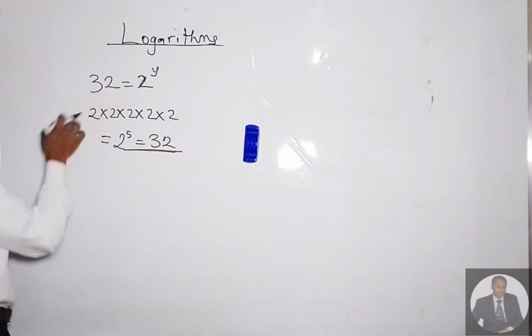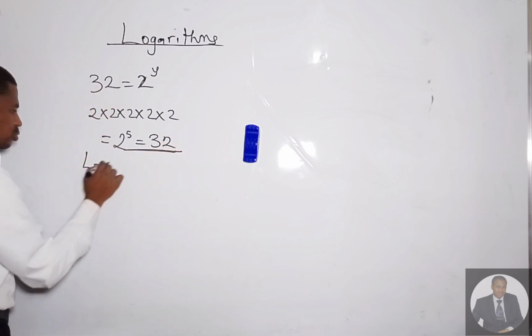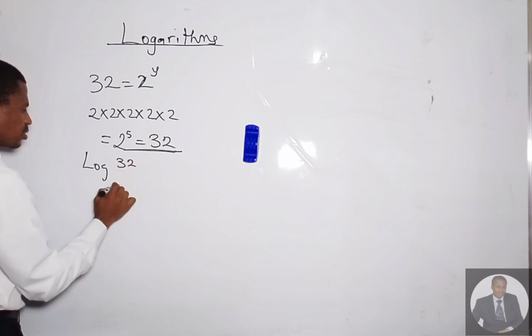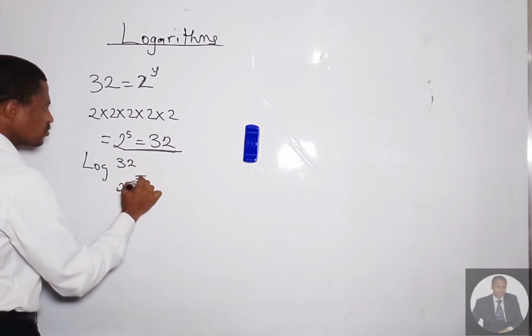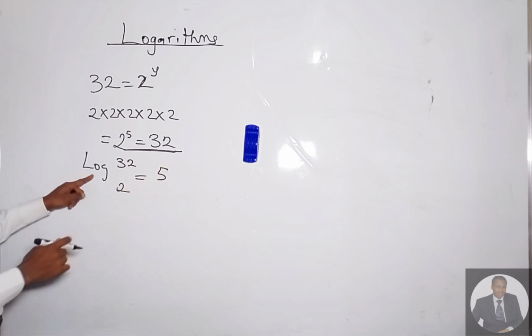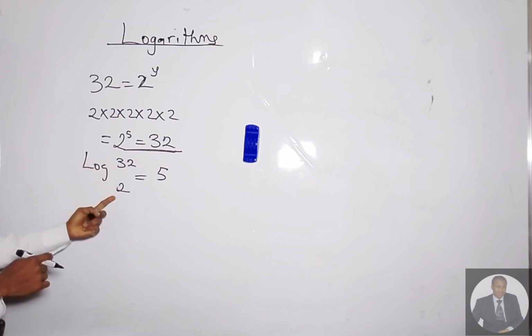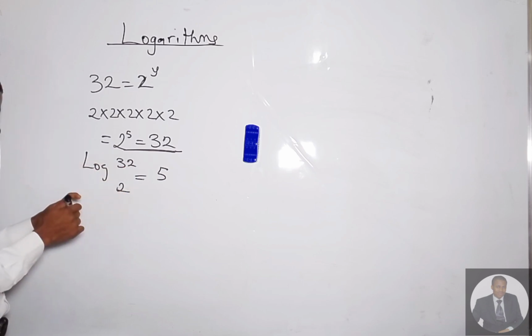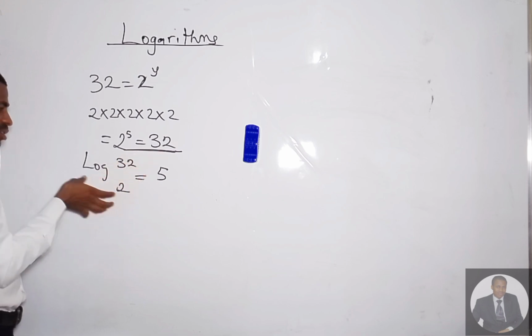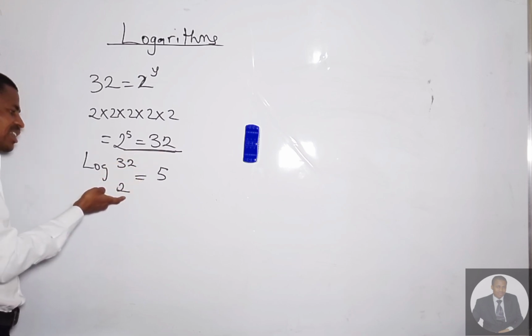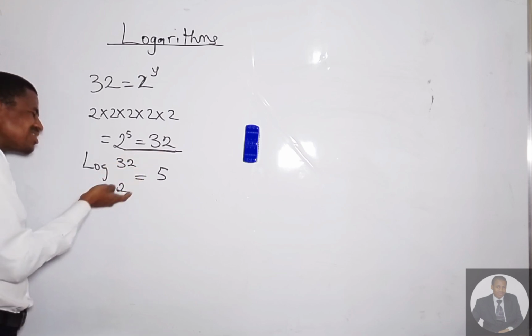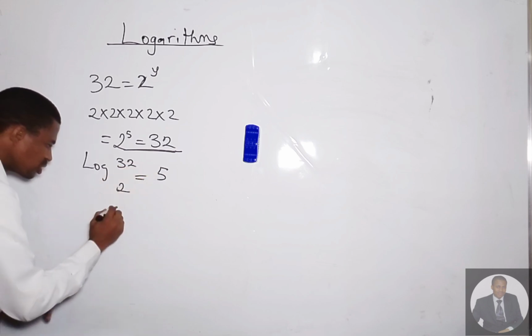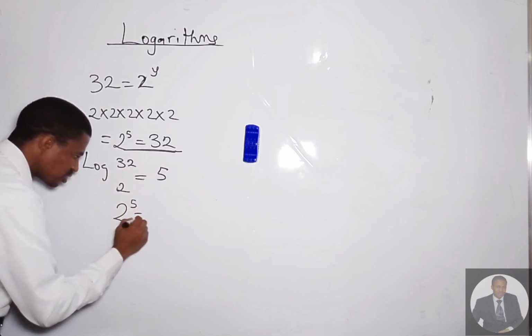Now if you want to find the log of 32 to the base of 2, it will give us 5. The logarithm of 32 to the base of 2 is 5. The logarithm of a number is the power to which 10 is raised. Now the logarithm in base 2 here is the power to which 2 is raised. 2 is raised to the power of 5 to give us 32.